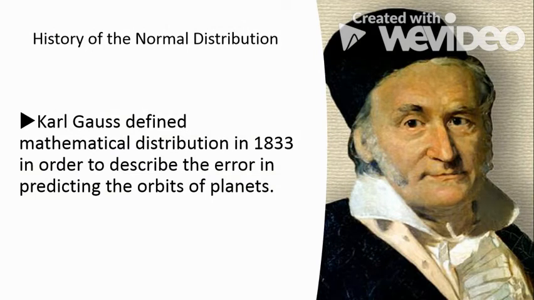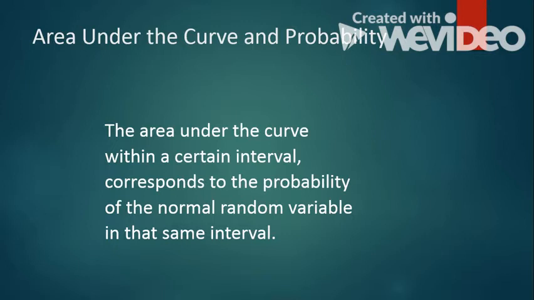Carl Gauss defined the normal distribution in 1833 in order to describe the error in predicting the orbit. The area under the curve within a certain interval corresponds to the probability of the normal random variable in that same interval.